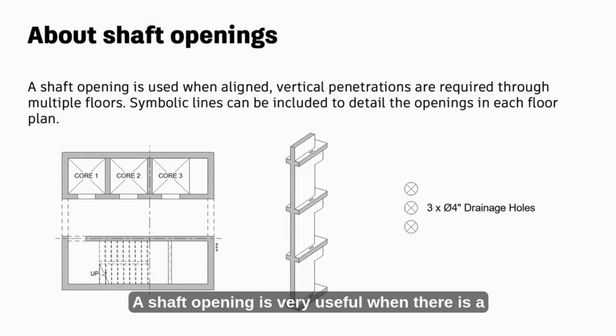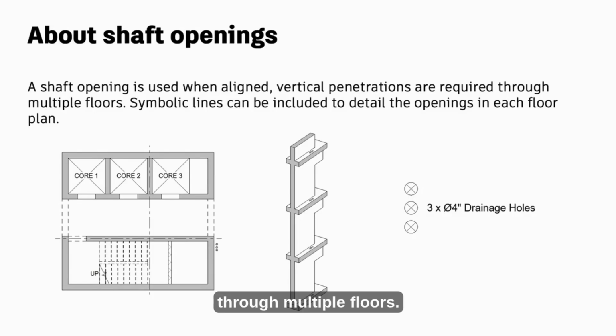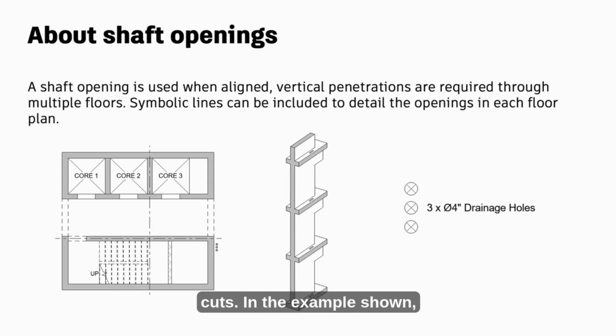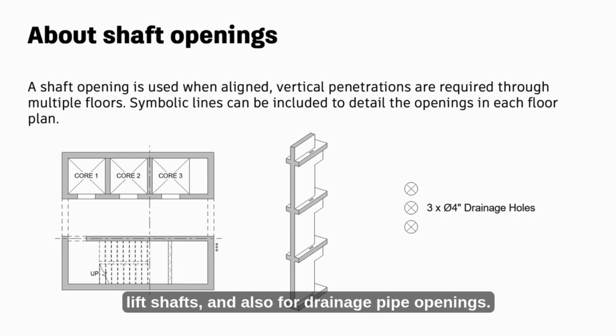A shaft opening is very useful when there is a requirement to maintain vertical openings that cut through multiple floors. Symbolic lines can be drawn, which are then displayed on each floor that the shaft cuts. In the example shown, the shaft opening is used for lift shafts and also for drainage pipe openings.